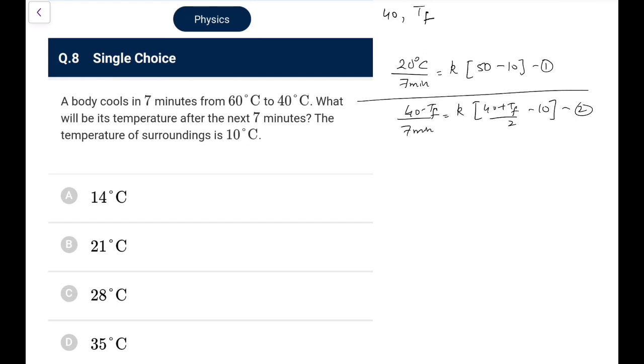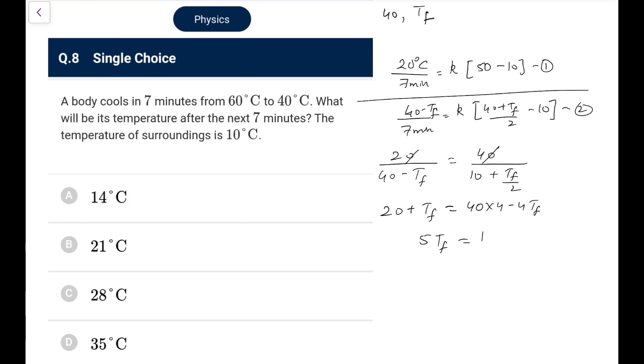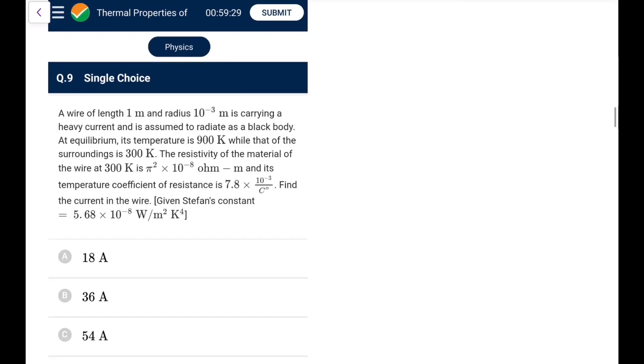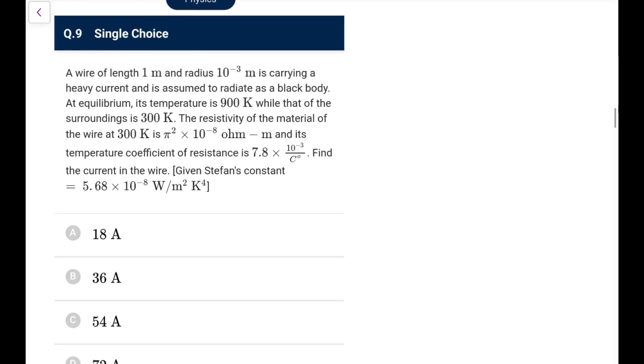So you just divide them. 20 over 40 minus final temperature would be 40 over, 40 by 2 is 20 minus 10, 10 plus Tf by 2. This zero I can take out. So it would be 20 plus Tf, that is 40 into 4 minus 4 Tf. So it is 160. This comes out as 5 Tf is 160 minus 20, that is 140. So Tf is 140 over 5, which comes out to be 28 degrees Celsius. So you can safely tick for question C. It is a standard Newton's law of cooling problem, which is generally asked in the examinations.